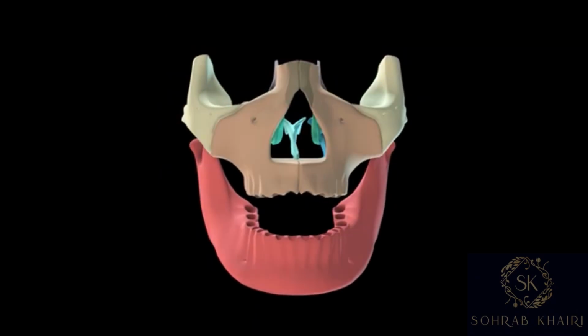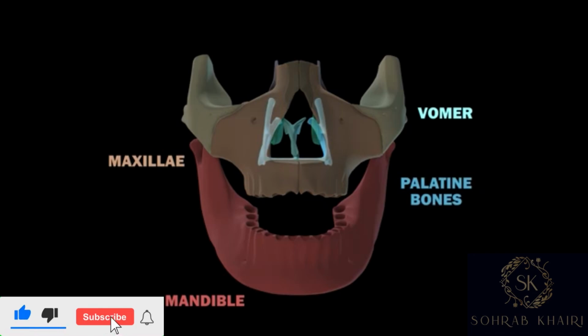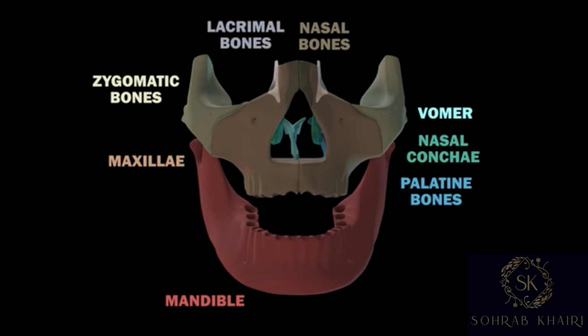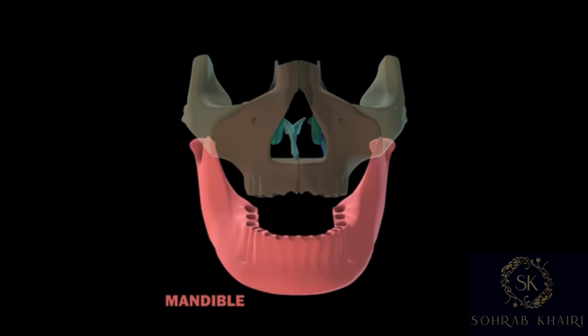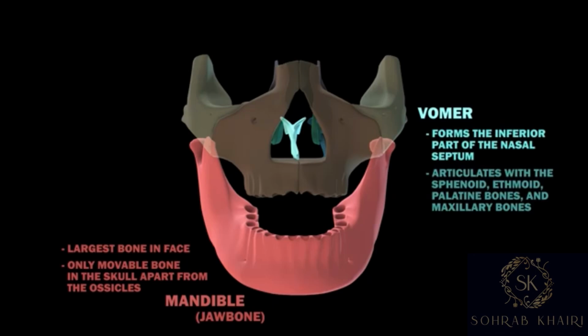The facial bones include the mandible, the vomer, a pair of maxillae, a pair of palatine bones, a pair of nasal bones, a pair of nasal conchae, a pair of zygomatic bones, and a pair of lacrimal bones. The mandible is your jawbone. It is the largest bone in the human face and is the only movable bone in the skull apart from the ossicles. The other unpaired facial bone is the vomer, which forms the inferior part of the nasal septum and articulates with the sphenoid, ethmoid, palatine bones, and maxillary bones.